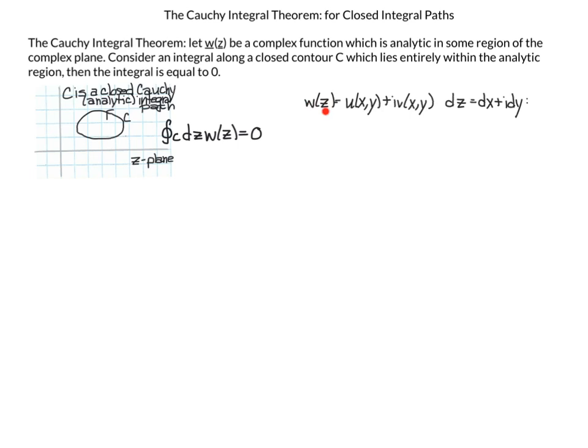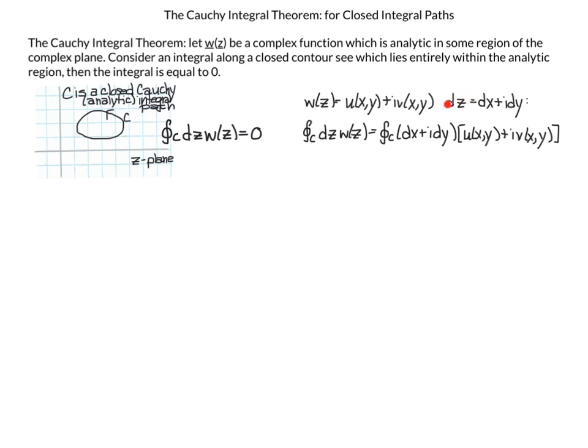Anyway, so w(z) is some function of z, and we're going to write that as a real portion and an imaginary portion. And again, I'm going to write dz equals dx plus i dy. So when I take my integral of dz w(z), I can separate out, first my dz becomes dx plus i dy, and for my w(z), I'm going to separate out my real portion and my imaginary portion.